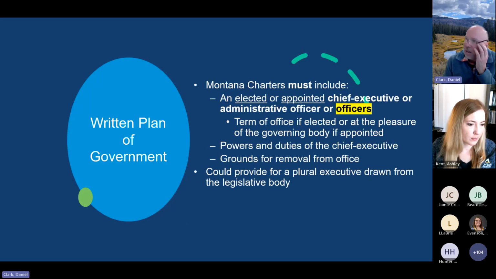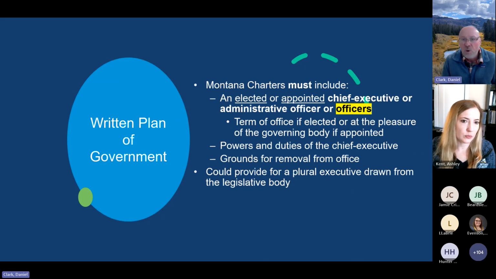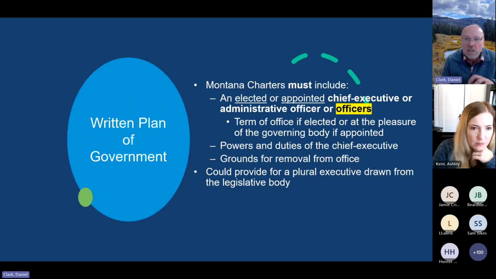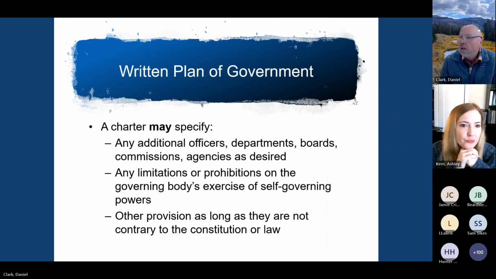Then on the executive side, is it elected or appointed, right? Are we going to have an elected mayor or elected chief executive, or are we going to appoint them like a manager? Or are we going to have multiple officers? Say we have a commission form of government, and so we have multiple executive officers and legislators all in one governing body. What's their term of office, powers, duties, grounds for removal? The same thing you have to do with both branches of government. They may, in your charter, specify other departments, boards, or commissions, any limitations that you want to place upon the governing body, as long as it's not contrary to the Constitution or the law.